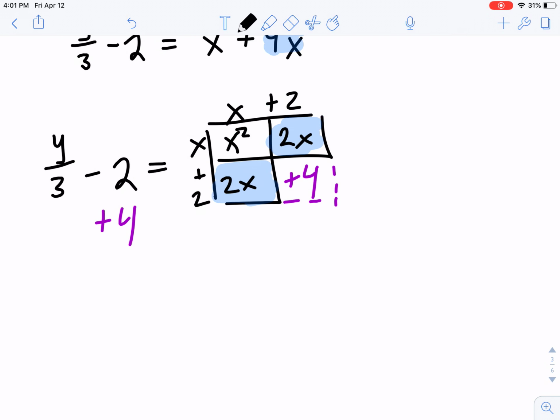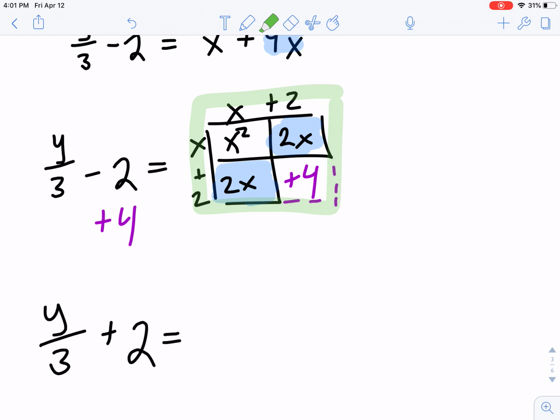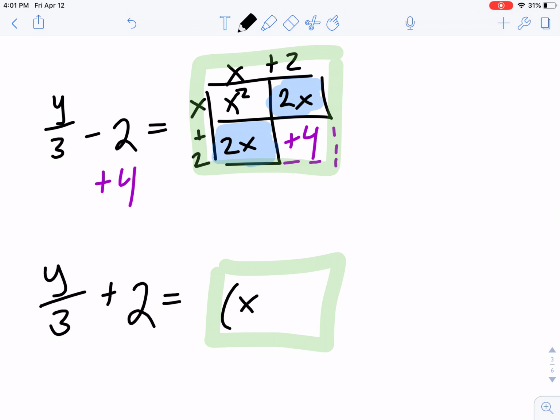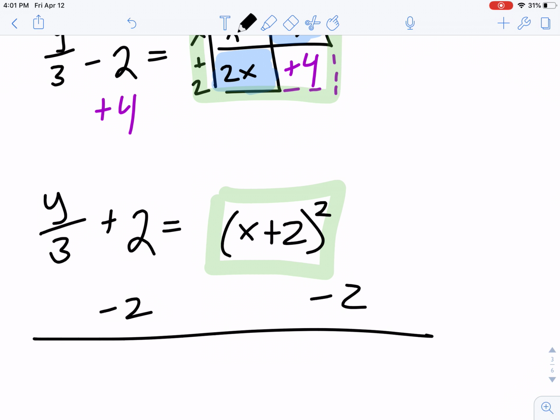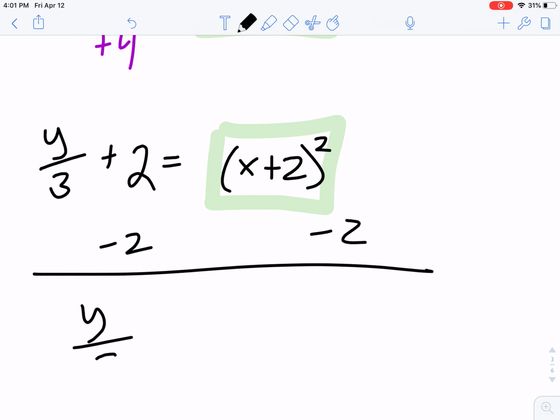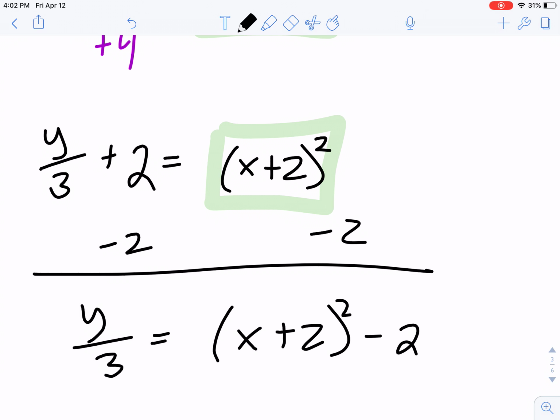All right, so on this side of the equation, if I combine like terms, I have y over 3 plus 2. And on the other side, I now have this perfect square with a length and a width of x plus 2 squared. I want to solve for y now, and at this point I'm going to be subtracting this 2 from both sides, minus 2 on both sides. Now I have y over 3 equals quantity x plus 2 squared minus 2.